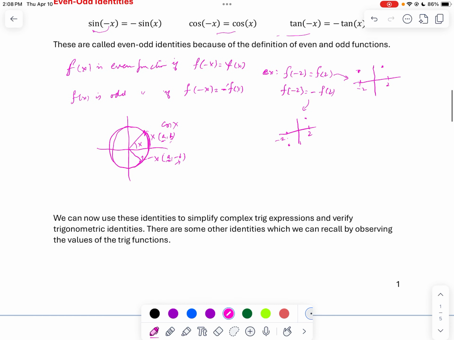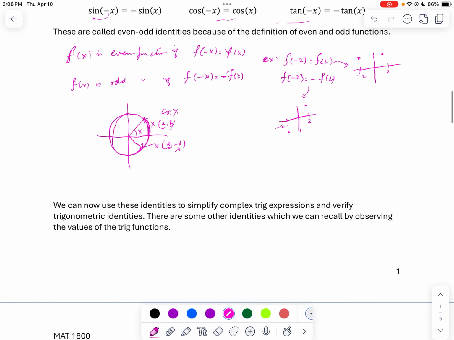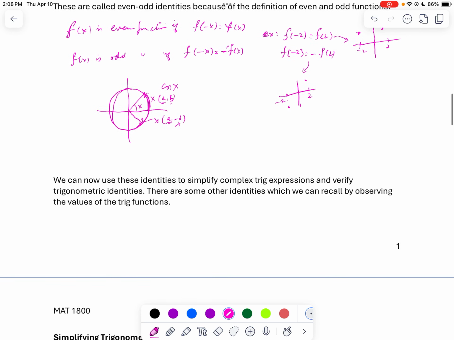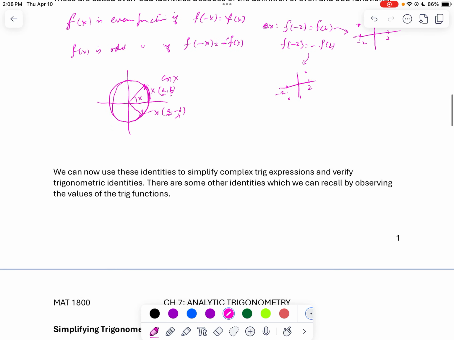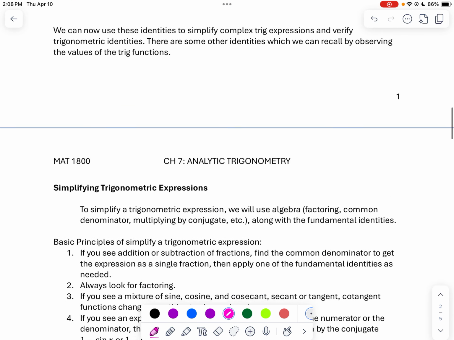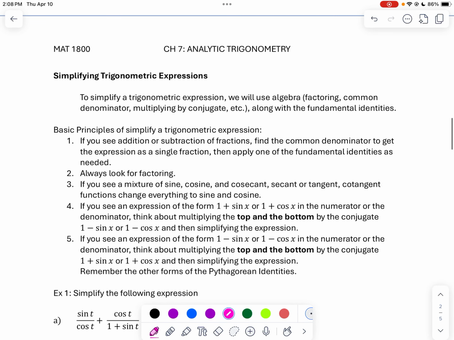Anyhow, we can now use these identities to simplify complex trig expressions and verify trigonometric identities. And that is what we are going to do in this chapter. There are some other identities which we can recall by observing the values of the trig functions, but they will come along as you see, and some of them you will have to memorize. Now the first situation, if you understand how to do this, the rest of the sections will become easier.